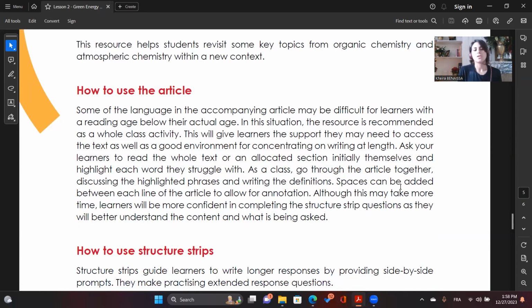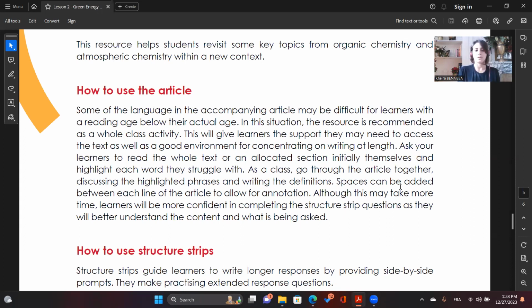Some of the language in the accompanying article may be difficult for learners with a reading age below their actual age. In this situation, the resource is recommended as a whole class activity. This will give learners the support they may need to access the text, as well as a good environment for concentrating on writing at length.